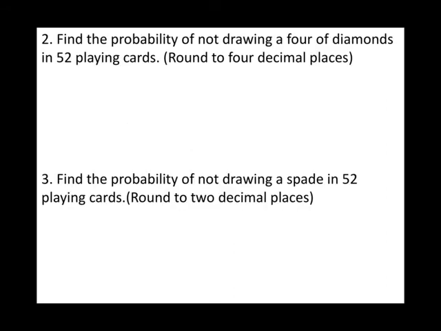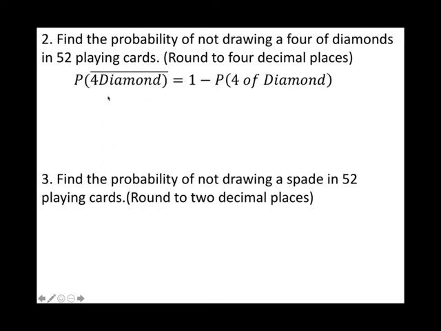Example 2. Find the probability of not drawing a 4 of diamonds in 52 playing cards. Again, we are looking for the probability of not, so write down the formula. Not drawing a 4 of diamonds will be equal to 1 minus the probability of the 4 of diamonds. How many 4 of diamonds are in 52 playing cards? We only have one, right? So with a calculator, you should get this answer.